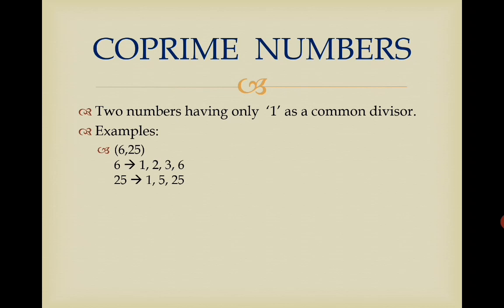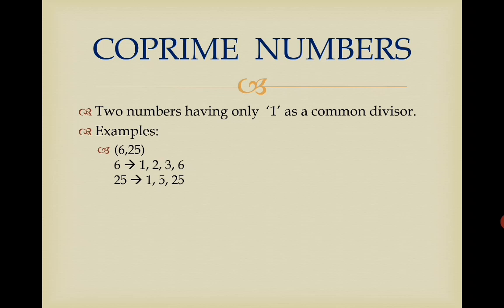So, if you see 6 and 25, the divisors of 6 are 1, 2, 3 and 6. That means the number 6 appears in all these tables. And the divisors of 25 are 1, 5 and 25. But when I observe carefully and compare the divisors of these two numbers, I find that only the number 1 is common between them. Therefore, I can say that these two numbers are co-prime numbers.